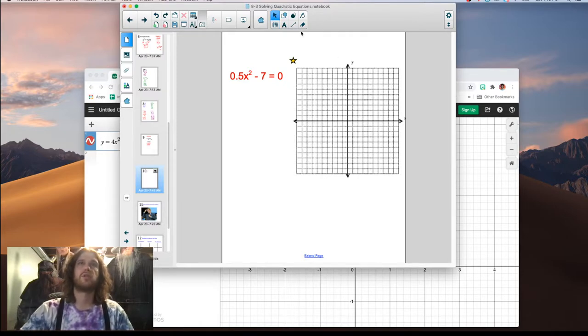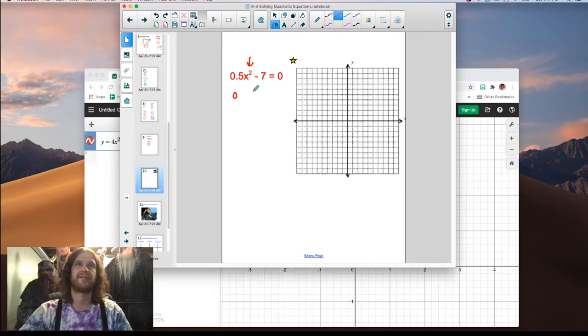All right, so let's go ahead and do it algebraically first. Algebraically, I want to solve for x squared, which means I want to get x squared by itself. I should get the constant on the other side, so I'm going to add 7 to both sides. That'll be 1/2 x squared equals 7. Okay, and then to get x squared by itself, I'm going to divide by 0.5.